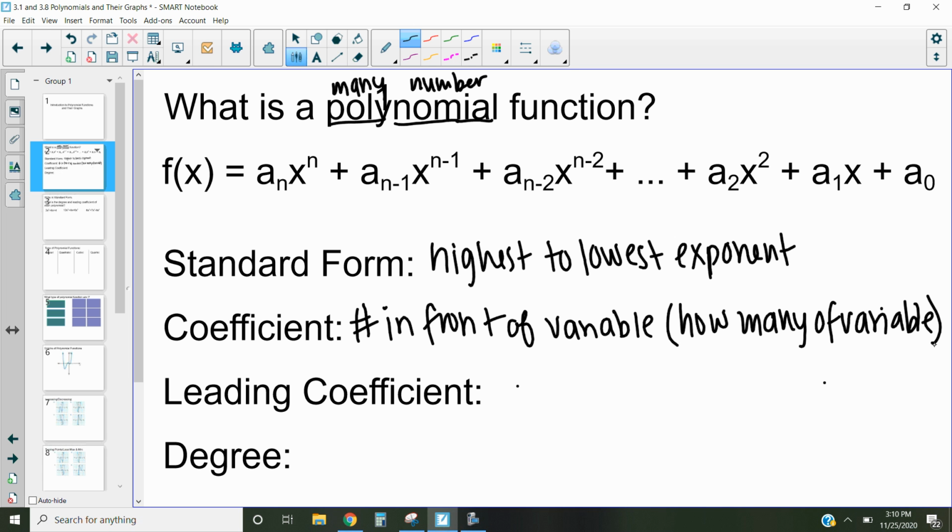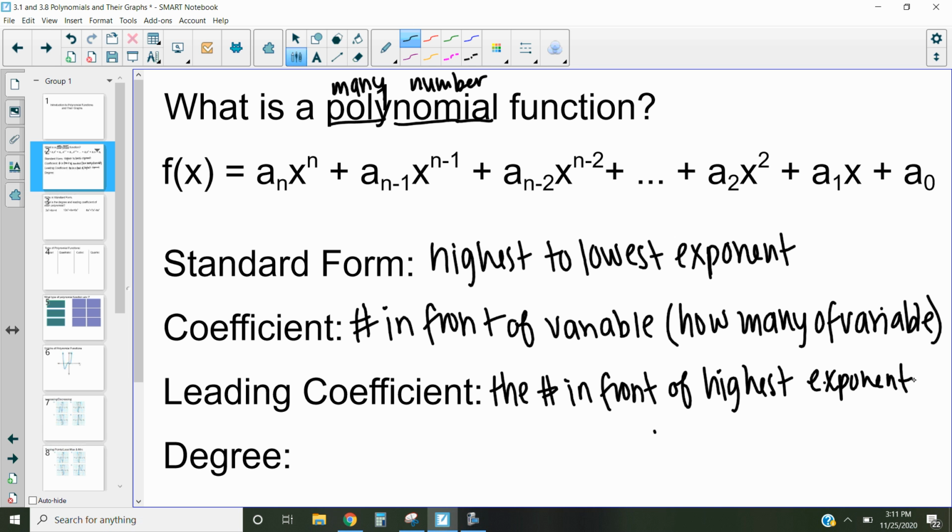Now, our leading coefficient is a specific type of coefficient, and it is the number in front of the highest exponent. When we talk about the highest exponent, that means the one that would be the furthest right on a number line, or the most positive number. So sometimes our highest exponent might be a 1, in which case we would see something like 3x, and this 3 would be our leading coefficient. Sometimes we're going to see something like 3x to the fifth minus 7x squared. Because this x to the fifth is the highest exponent, the 3 would be the leading coefficient. It's whatever number is in front of the highest exponent.